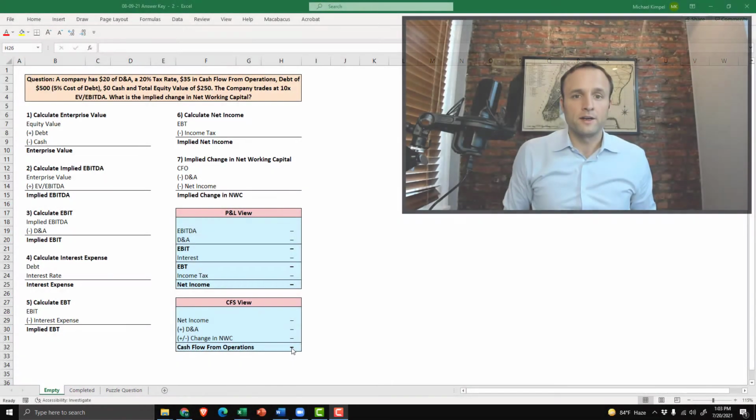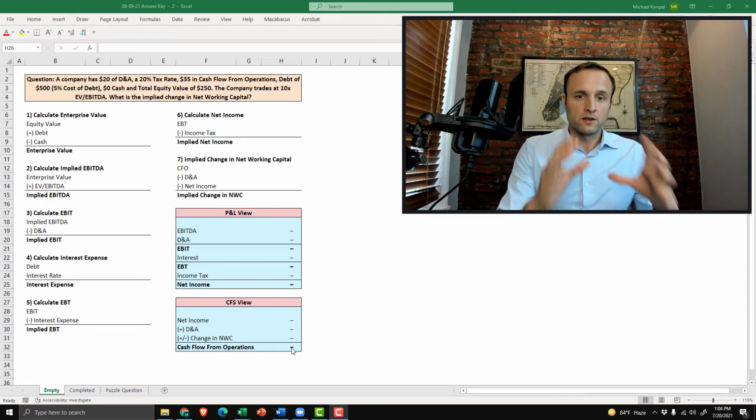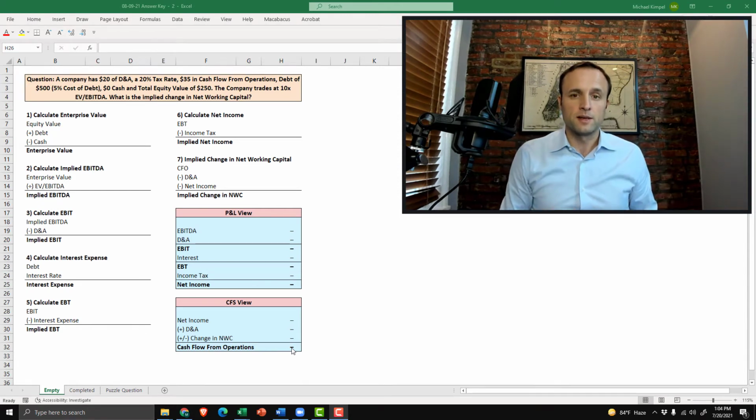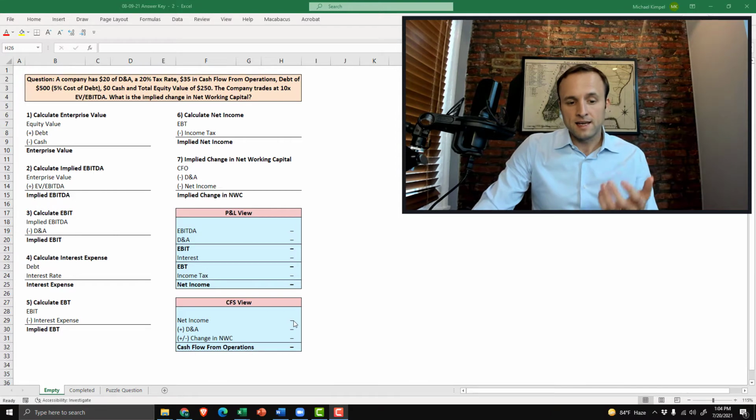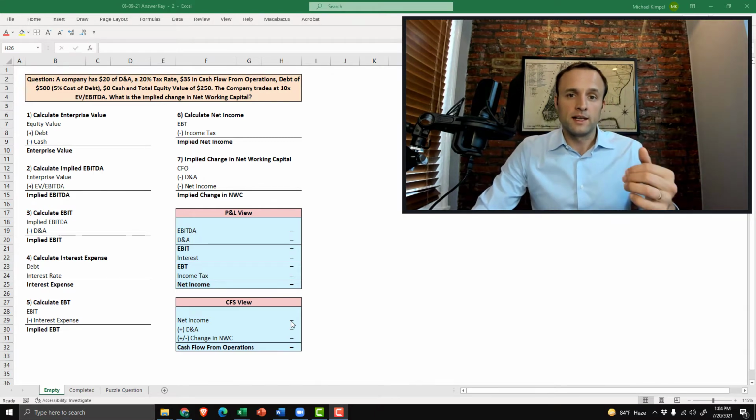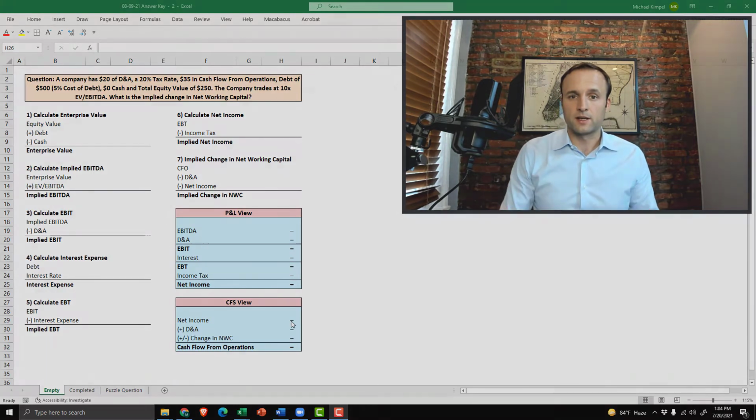Two things before we kick it off here. First, on the bottom right of the screen, I've got a little preview of the income statement and cash flow statement, just so you can see the numbers coming together as we work through them. And second, with all these puzzle questions, we want to start with the end in mind. In this case, we need to come up with a change in net working capital. To do that, if we look at the cash flow statement, we need net income, D&A, and cash flows from operations. Well, we've got D&A, and we've got cash flows from operations, so what we really need here is net income. So really this whole exercise is working the net income, plugging it in here, and then ultimately solving for the change in net working capital.